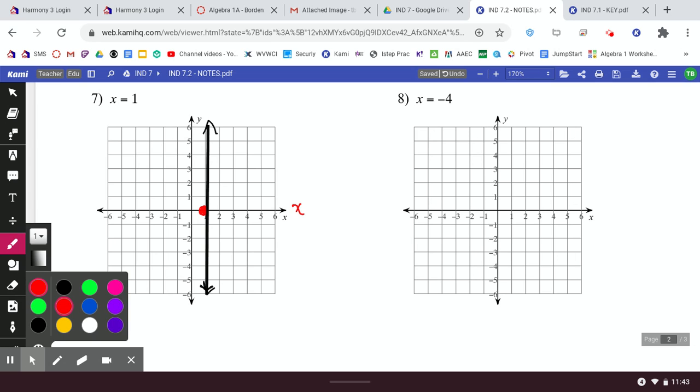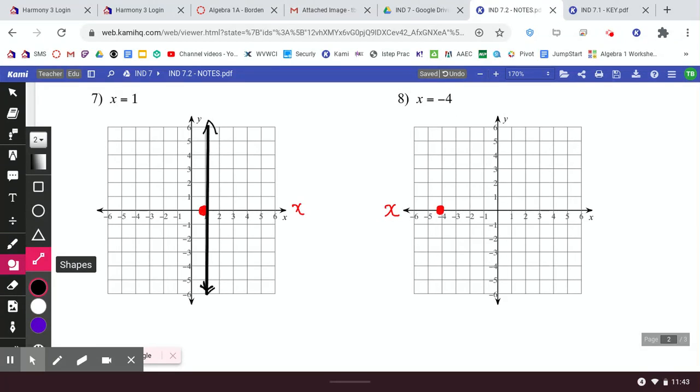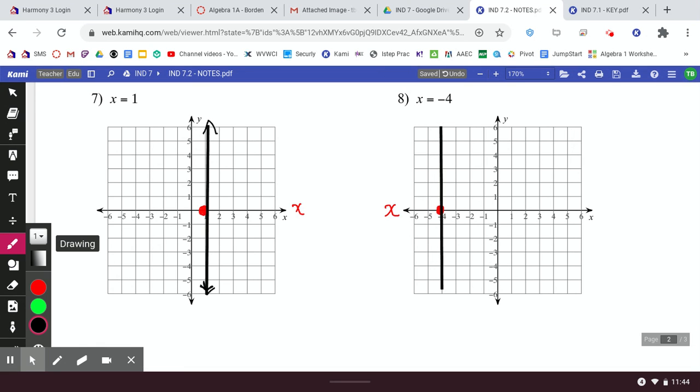And if you look at number 8 here, you've got X equals -4. Well, again, this is our X axis, and here's X equals -4. It doesn't have a Y, so it cannot angle toward the Y axis at all, which means it just runs straight up and down right through X equals -4. And that's the only point it touches as far as on the axes.